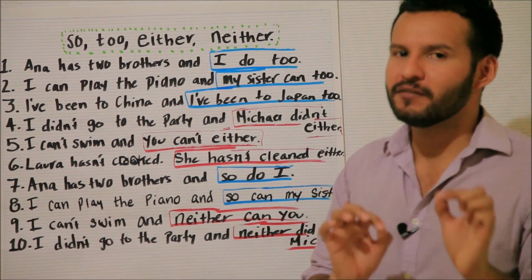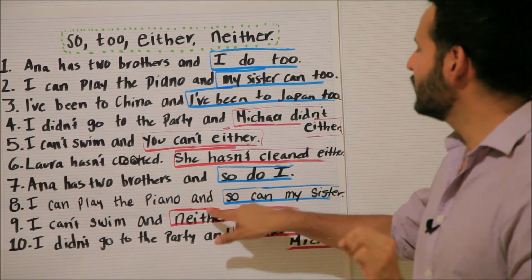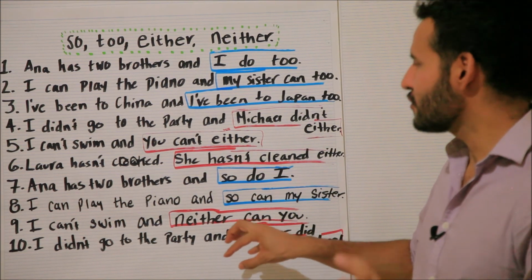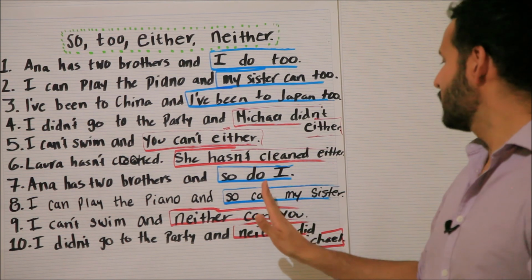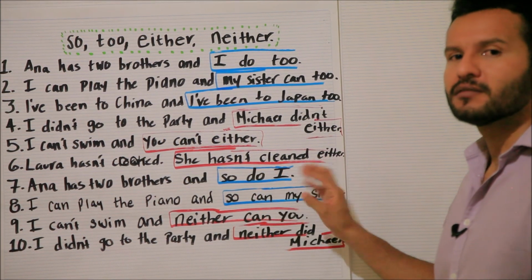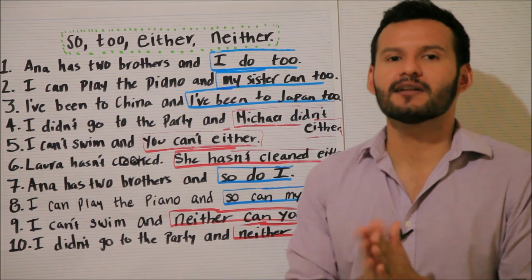And again, be very, very careful with so and neither. The structure is so, or in the negative form, neither, auxiliary verb, and then subject. And basically, that's it.